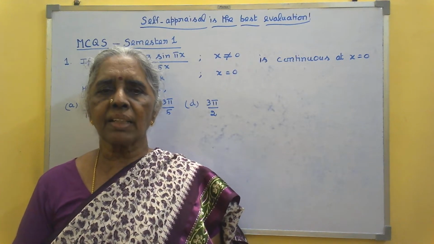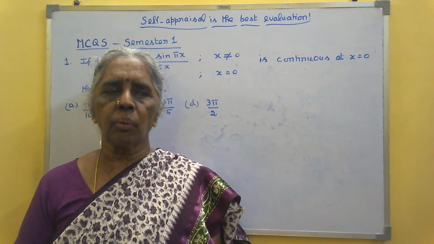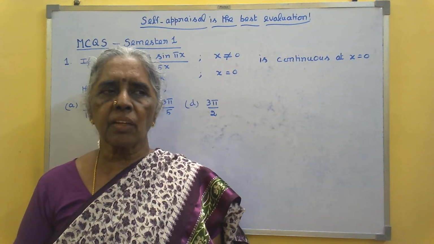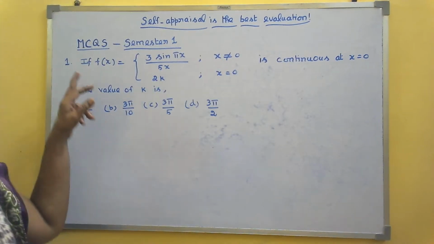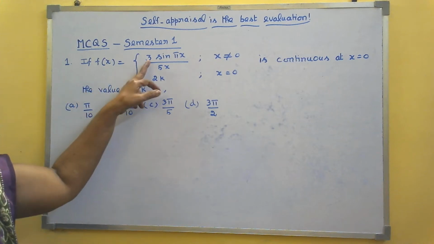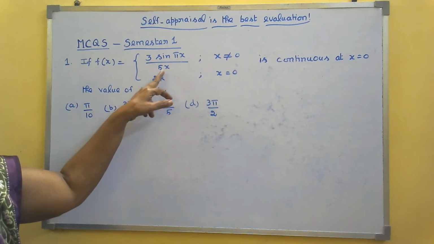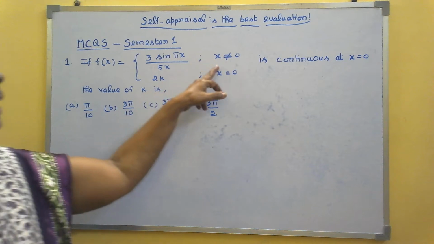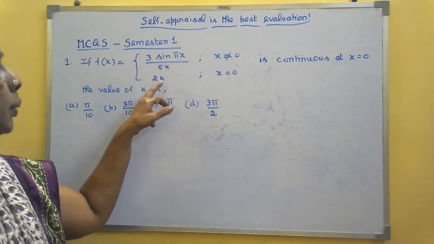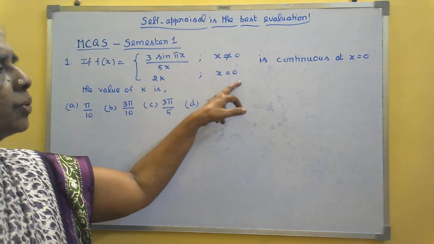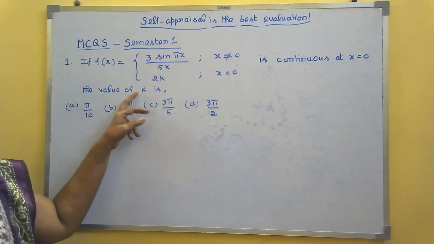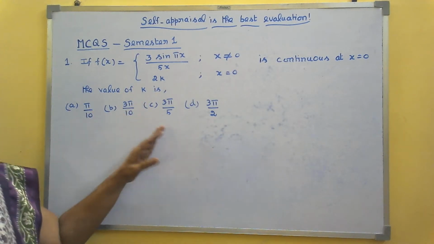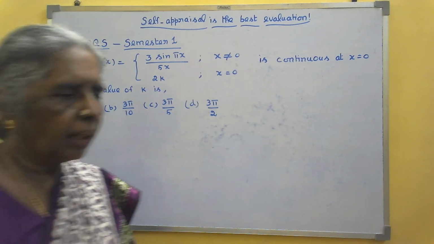Okay. For your semester 1, you all know that you have only MCQs. Today let us see few sums from continuity and differentiability. The first sum: if f of x is equal to 3 sin pi x by 5x, x not equal to 0, 2k if x is equal to 0, is continuous at x is equal to 0, the value of k is, and they have given you 4 options.